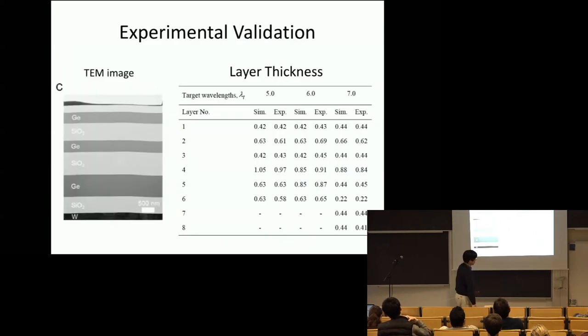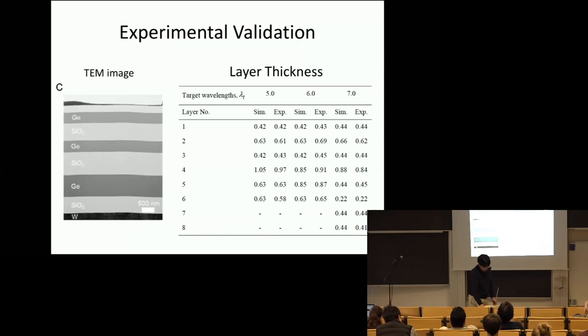And this is a TEM image for the 6.0 micrometer case, and the reason that our peaks were a bit shifted is that the width in the experimental realization is slightly different, like 0.63, 0.69, and so on. I mean, they are approximately right, but there is some error, and we actually simulated this width, and we observed the shift. So if we could manufacture this more accurately, then we could do better.